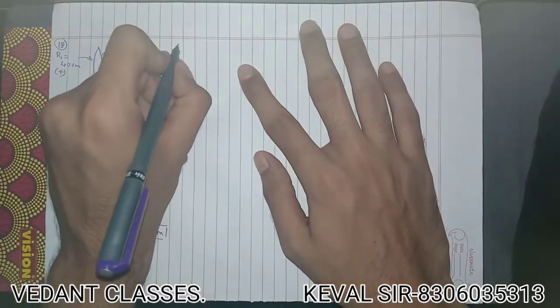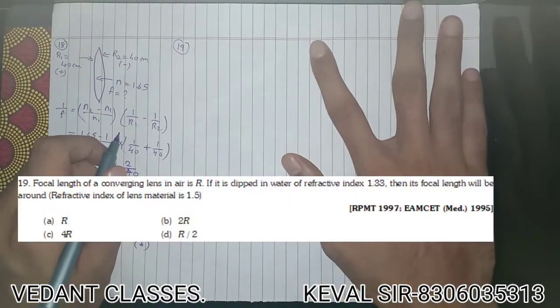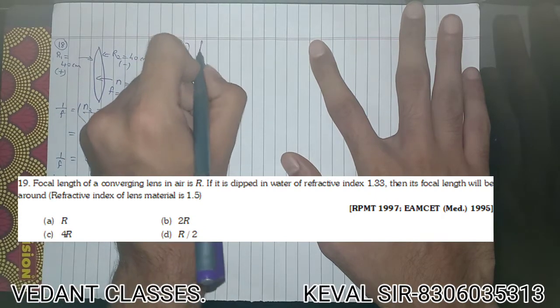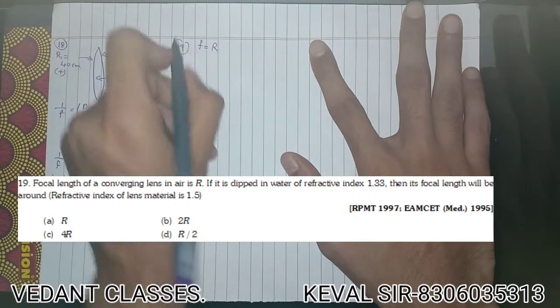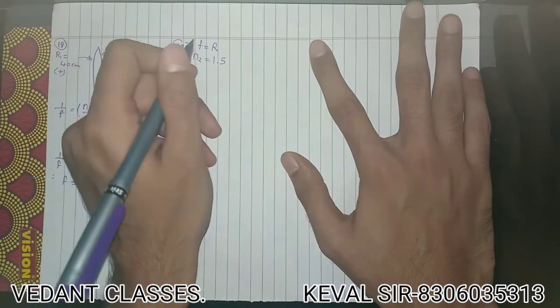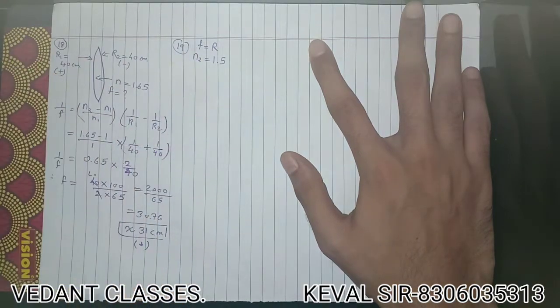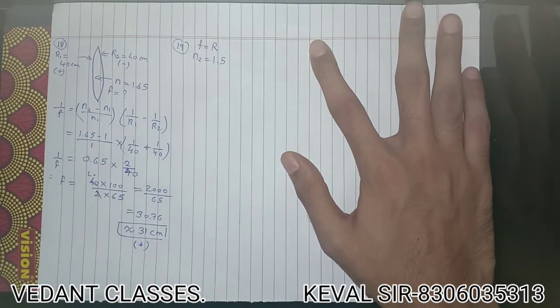That's all for question number 18. Now question number 19 that you can see on your screen. Now see in question 19, the focal length of the lens is given as r and the refractive index of the material is given as 1.5. We need to determine the focal length in water. So how many times the focal length will increase or decrease in water, that we need to find out.